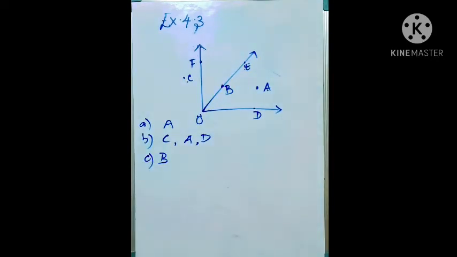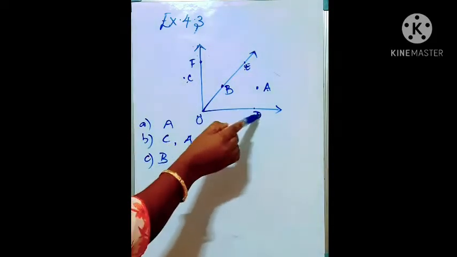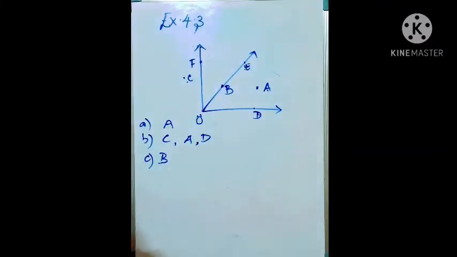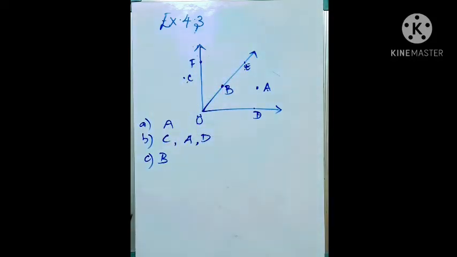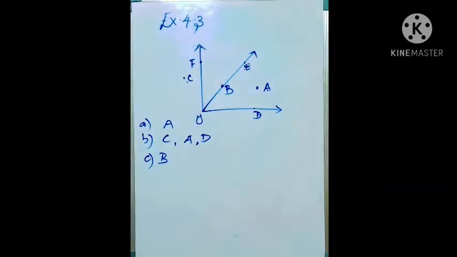Once again I repeat. In the interior of angle DOE, the interior point is A. Okay. Exterior of EOF. What are the exterior points? C, A and D. On EOF, B. Is it clear? Fine. Now we will go to the third question.